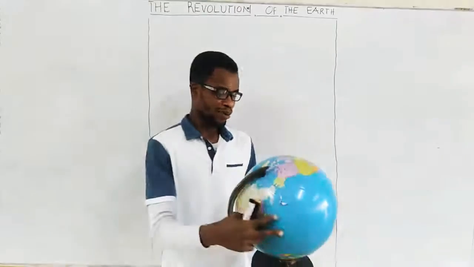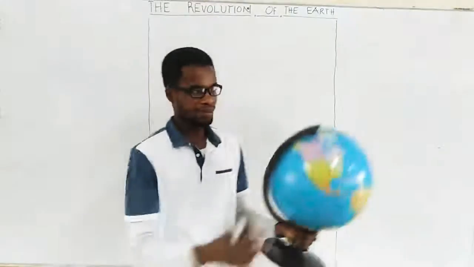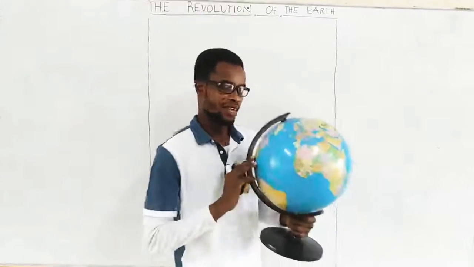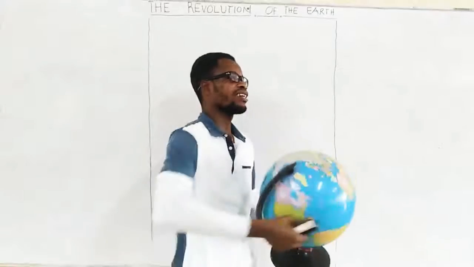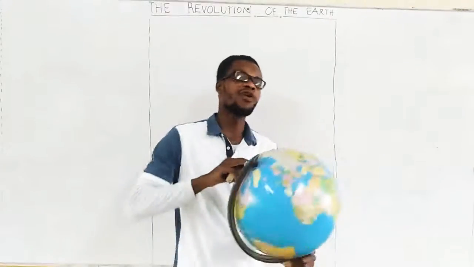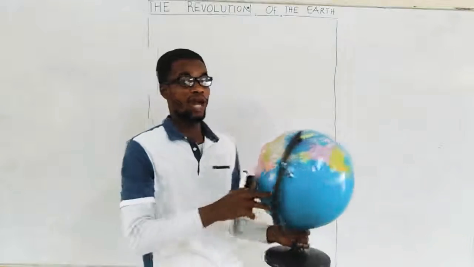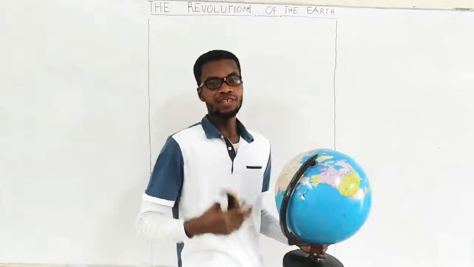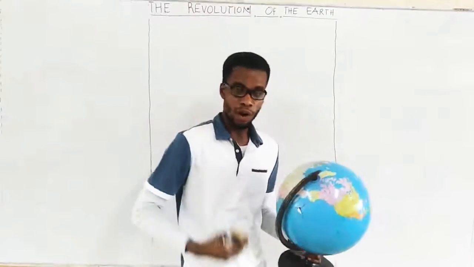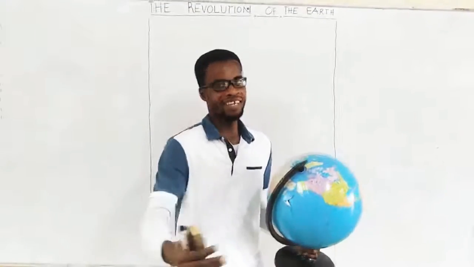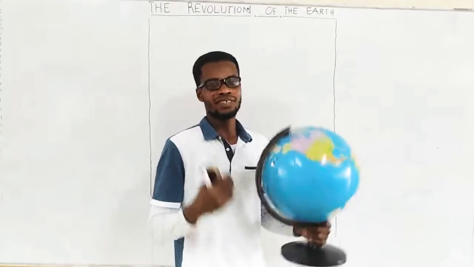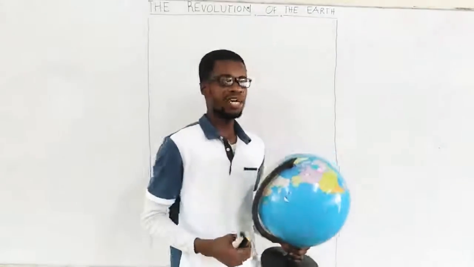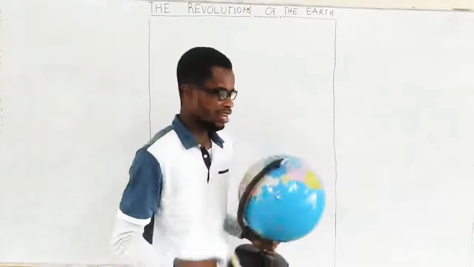Now we have the globe here. Take note that as the earth rotates from west to east, it revolves around the sun. Why? Because we need the days to pass by to get the weeks, to get a month, and also get the year. Now we are looking at one year. Here on the earth, for a year, we have 365 and a quarter days.